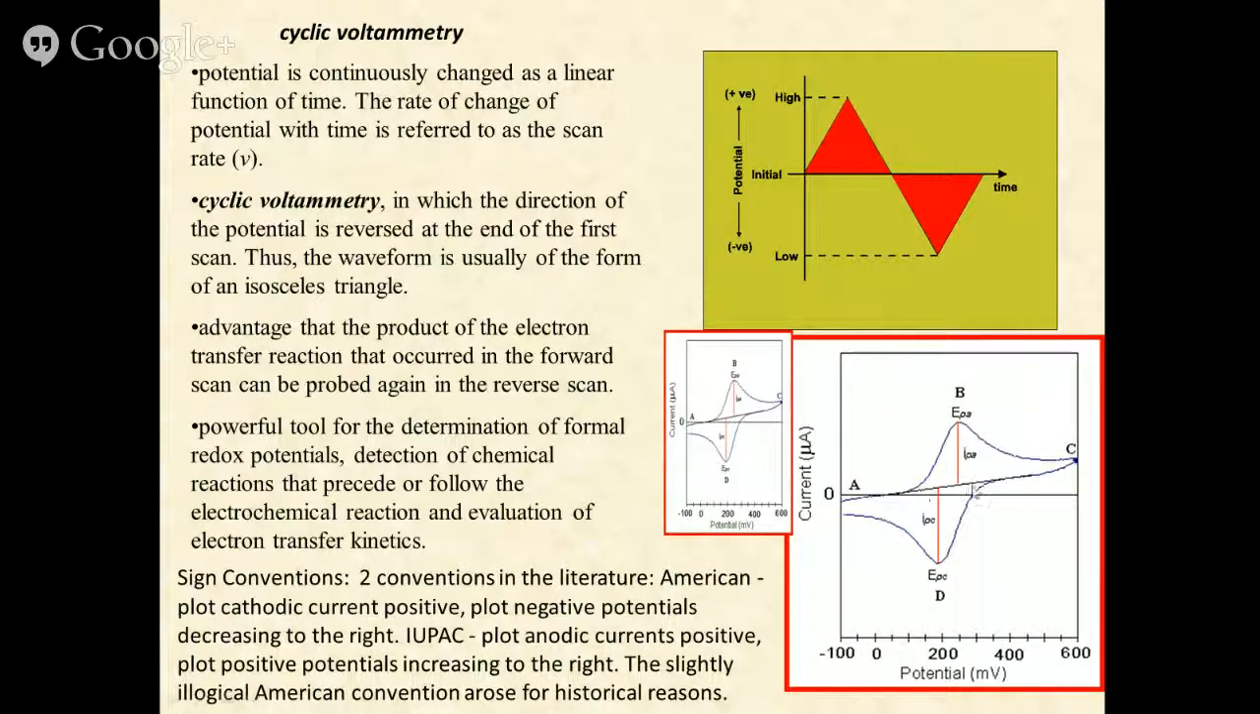Now the potential difference between these two peaks, the IPA and IPC, will be a function of 59 millivolts divided by n, where n is the number of electrons transferred. If it is 59 millivolts, then it is one electron transfer. If it is 59 by n, then it is n electron transfer. That is the first problem.